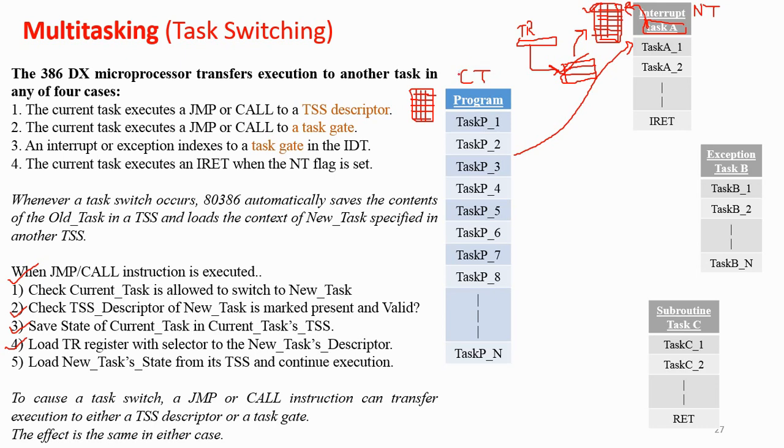Then what about the current task, or the old task? Here the microprocessor loads the new task state from its TSS. It has its own TSS. The new task will get loaded with the TSS and the execution continues. So to cause a task switch, a jump or call instruction can transfer execution to either a TSS descriptor or a task gate; the effect is the same in both cases.